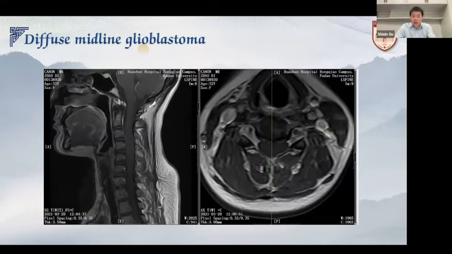This is a patient with intramedullary glioblastoma. Glioma has no boundary with normal spinal cord tissue and can only be removed and decompressed with the tumor.